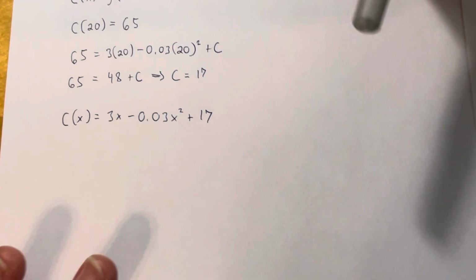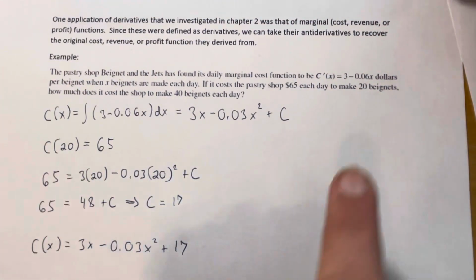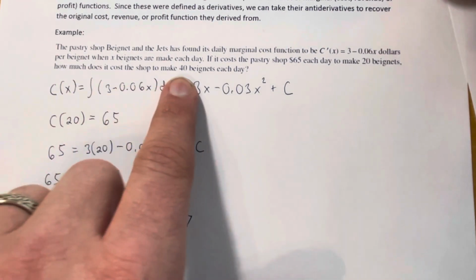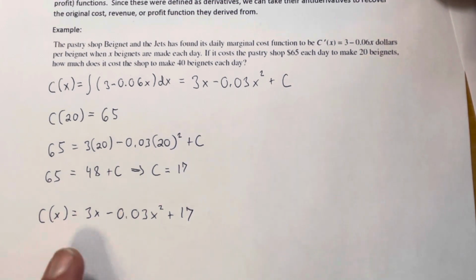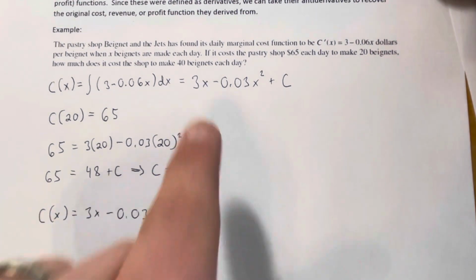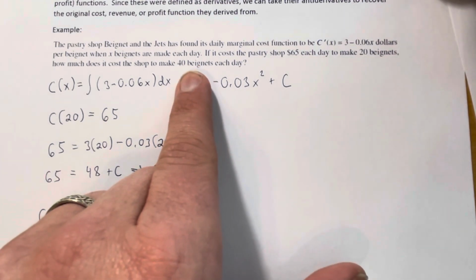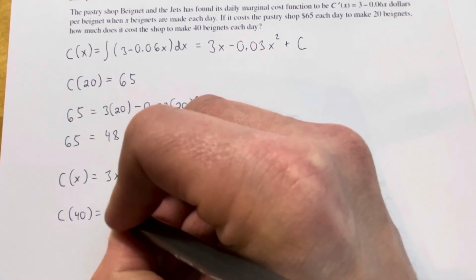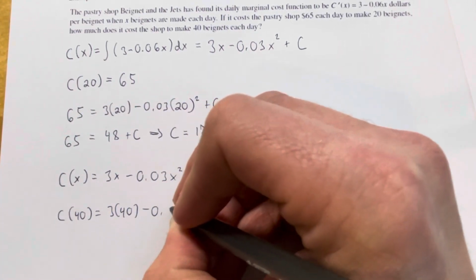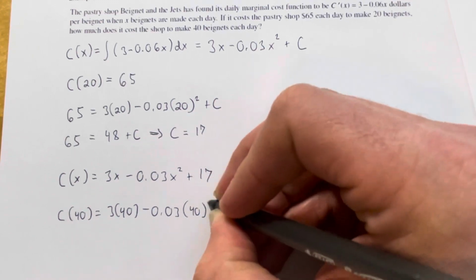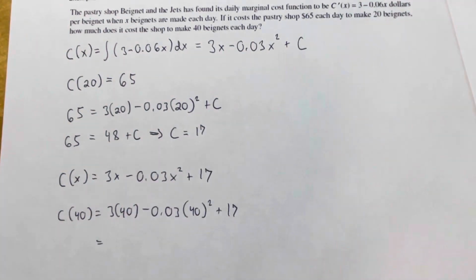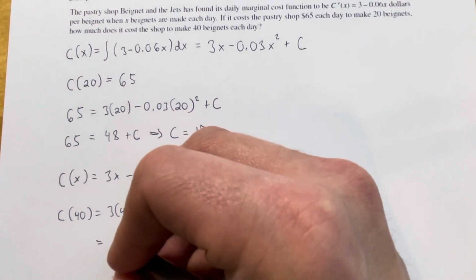Okay? Finally, did I answer the question? Almost, not quite, because the question doesn't say find a cost function. It says how much does it cost the shop to make 40 beignets each day? So I can use my cost function to answer that question, but that still means there's one step left. All I have to do is plug 40 into this. What is C of 40? 3 times 40 minus 0.03 times 40 squared plus 17. You can do this by hand, you can do it in a calculator. This one's not that hard to do, but regardless of how you do it, you're going to get 89.